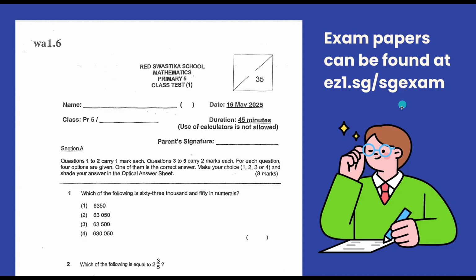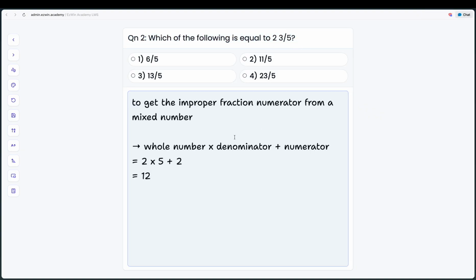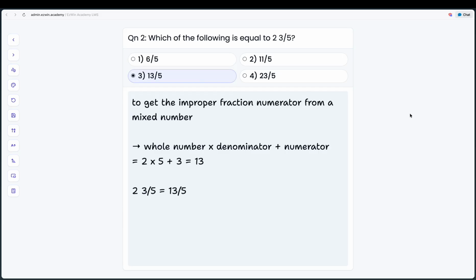So let's get started on the first question. Alright, question number 2. Which of the following is equal to 2 3/5? To get the improper fraction, we need to multiply the whole number by the denominator plus the numerator. The whole number is 2, and we multiply by the denominator, 5, and then we add the numerator, which gives 13. So the answer should be 13/5. So 2 3/5 is equal to 13/5, which is option number 3.